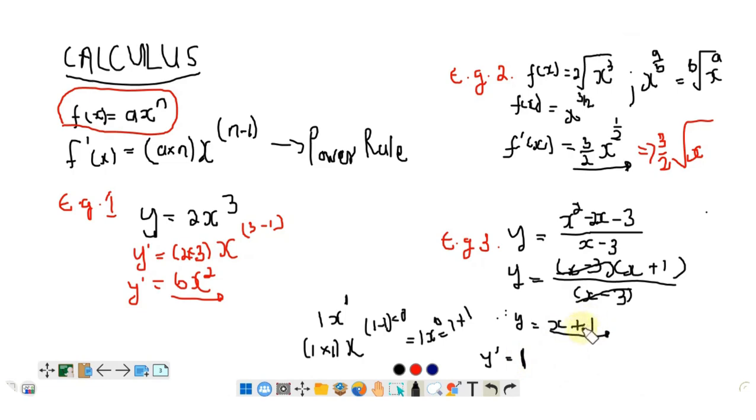And then when you derive a constant, the derivative is 0, because there's no x here. No x, it's just a number. So when you derive a number, you get 0. Remember that. So the derivative of x is 1, and the derivative of 1 here is 0. So your final answer, the derivative is equals to 1. There you go. I hope that makes sense, guys.